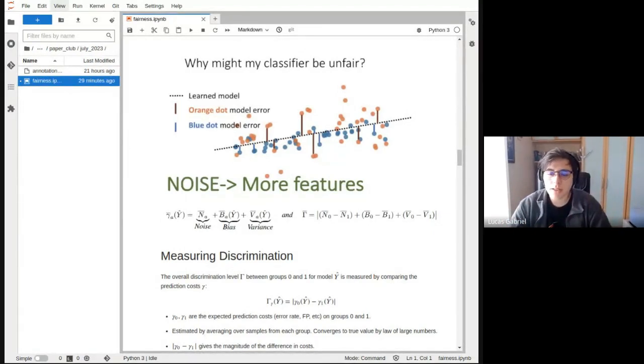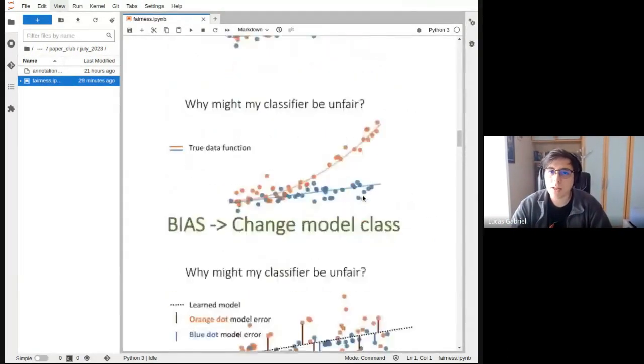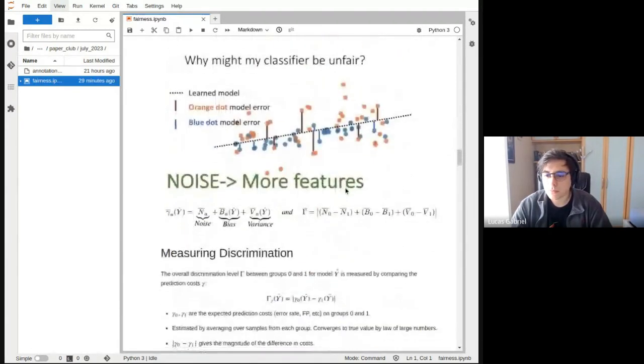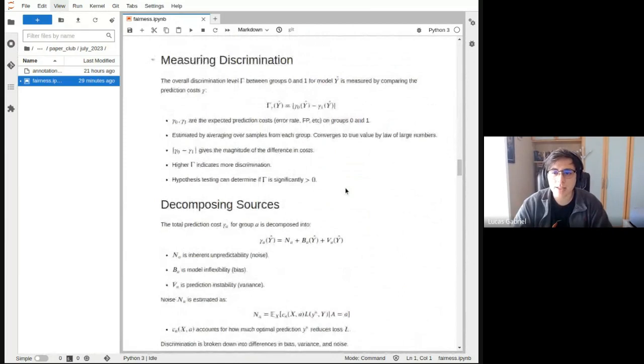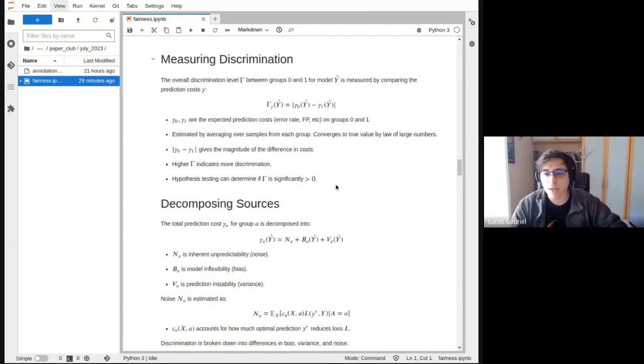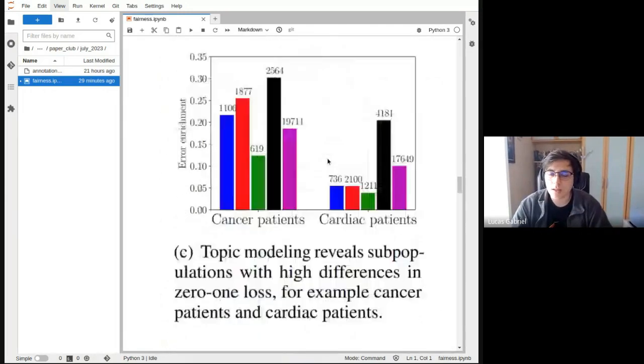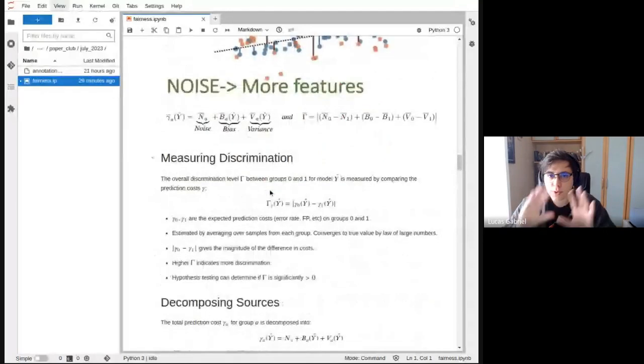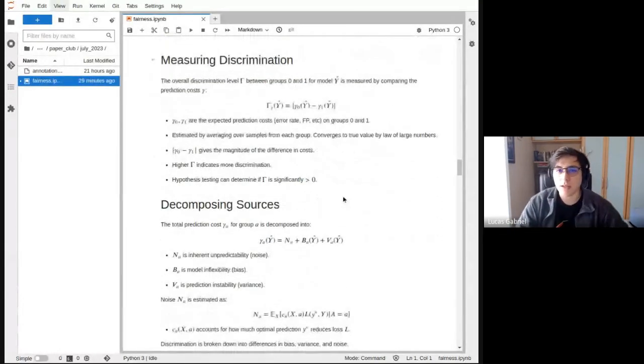So noise, I add more features. Bias, I change the class of the model. And variance, I add more samples. And I summarize the main idea of the model and the main idea of the paper. So I tried to write it here to help you understand, and I brought some examples they put at the end of the paper, especially in the appendix, to show the idea and summarize the main concepts of the paper.